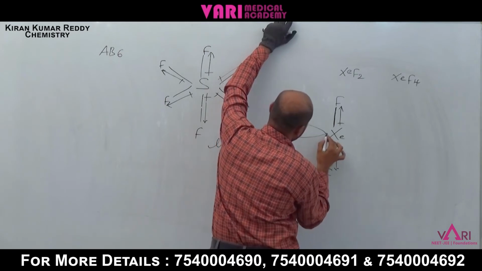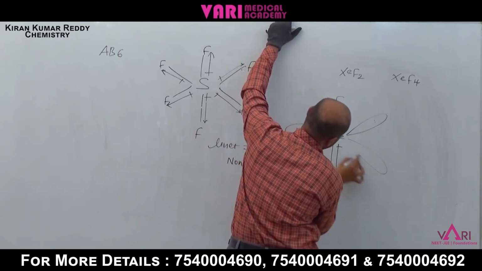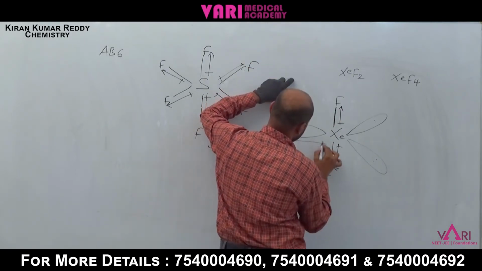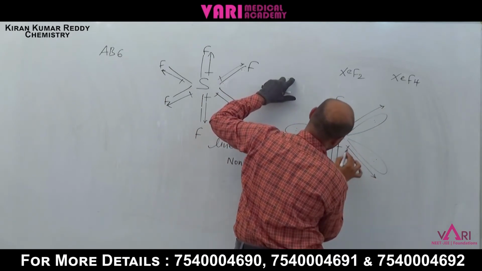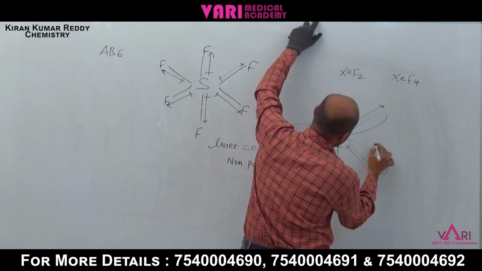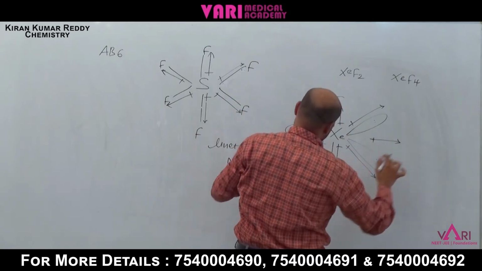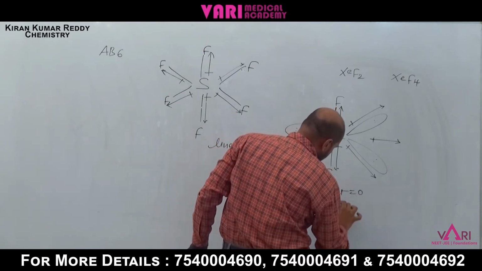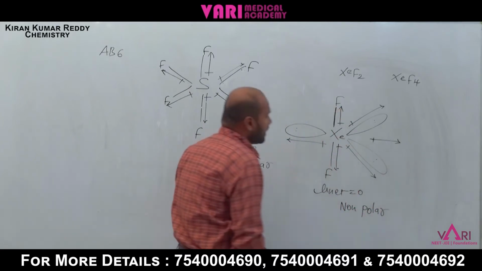Then here one lone pair is present, here another lone pair, here also another lone pair. That is similar to this direction, this one in this direction, this one in this direction. These two resultants will be like this direction, and now this one and this one are cancelled. Now mu net is equal to 0. This molecule will be non-polar.